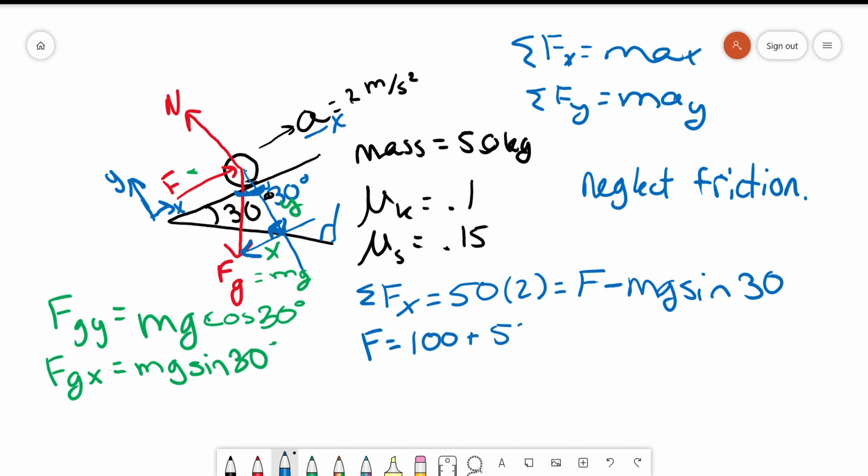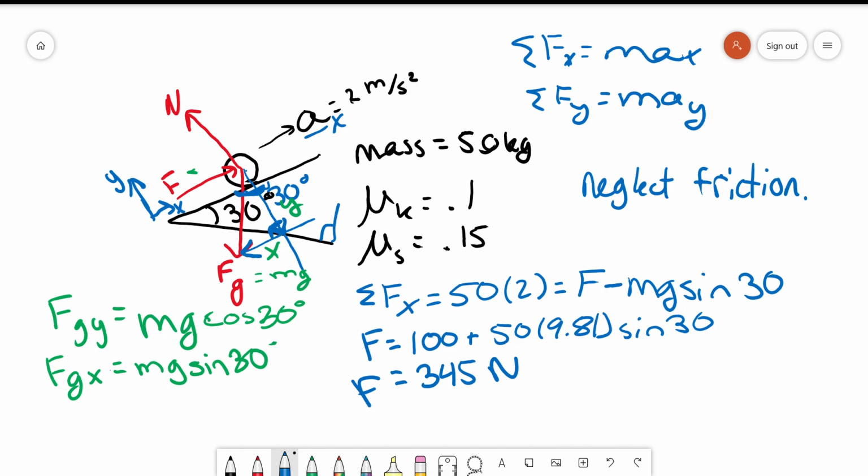So if we want to get F by itself, F equals 100, so 50 times 2, plus 50 times 9.81, when that's the mg, times sine of 30. And I will find out that math real quick. 100 plus 50 times 9.81 times sine of 30. And we get 345.25, I'm just going to leave it at 345 newtons.